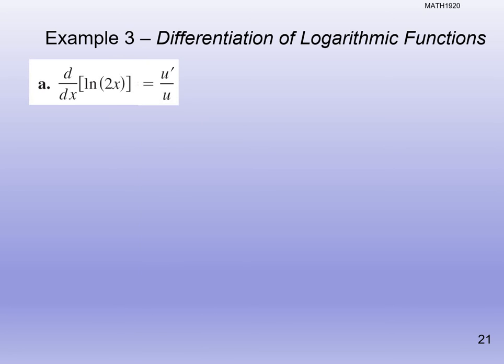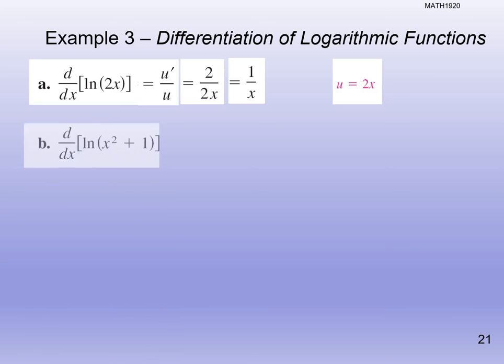Okay, but in terms of u prime over u. U in this case, using u substitution, u is equal to 2x. Okay? So u is equal to 2x, du is equal to 2. Okay, so when we substitute that in, we're going to get 2 divided by 2x, and that simplifies as 1 over x. We get that. Okay, let's do another example here.